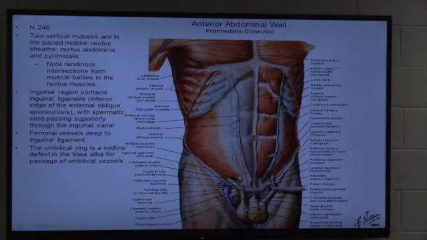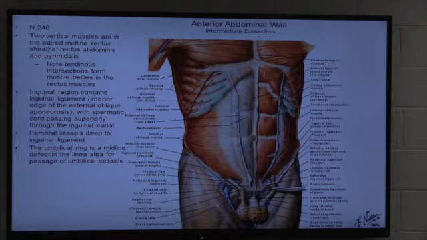They end right here in the aponeurosis called the rectus sheath. Inferiorly, the external oblique forms the inguinal ligament that goes from the pubic tubercle to the ASIS, anterior superior iliac spine. At the inferior end of the internal oblique and transversus abdominis, there's an opening. That's the deep inguinal ring. It's about the midpoint between the ASIS and the pubic tubercle.